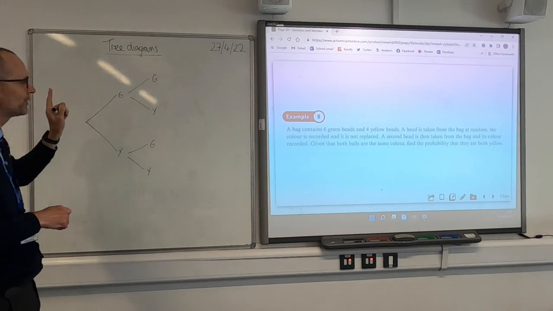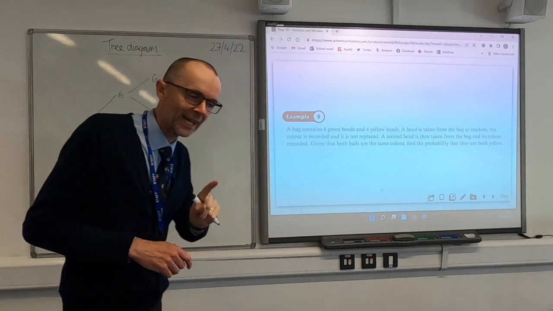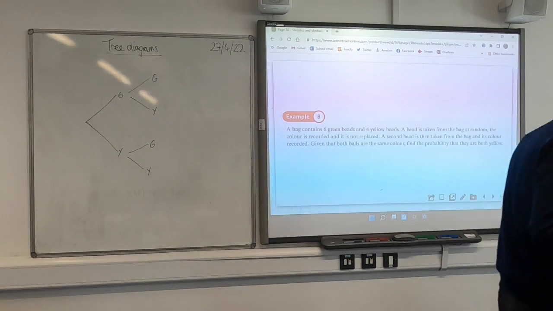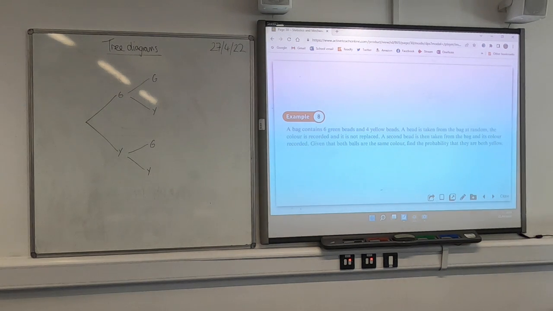But of course, by the time you've taken one out, there are no longer 10 beads in the bag. All right, so hopefully you can knock up that tree diagram. Put the probability along the branches. Yes, that's the way we tend to do it.